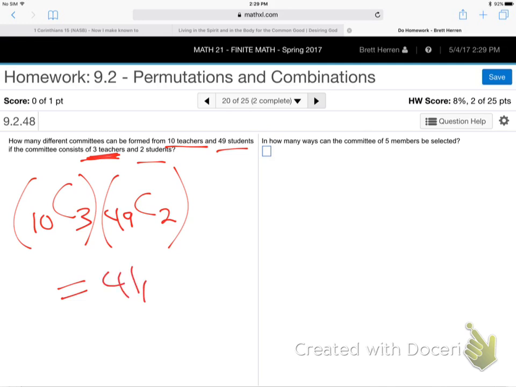41,120. 41,120? 141,000. Oh, 141,120. Can we get a verification on that? Anybody else getting the same number? Yep, all right. There it is. Is that good? Is this making sense? So whenever there's more than one choice going on, right? You're picking teachers, you're picking students, you're picking pants, you're picking shirts, you multiply those together.